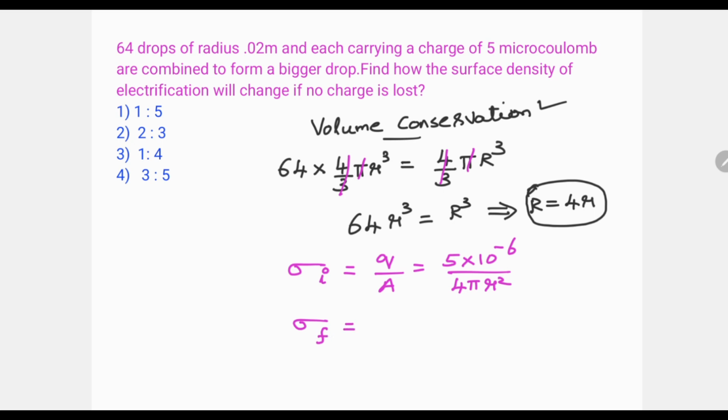Now after combining, all the charges are coming to a single drop. So the total charge is 64 into 5 into 10 raised to minus 6, because 64 drops are combined here. So the total charge on the bigger drop is 64 into 5 into 10 raised to minus 6, divided by the area, because these are spherical drops. So the surface area is 4 pi r square. Here you have to take capital R square. So equation number 1 and equation number 2.